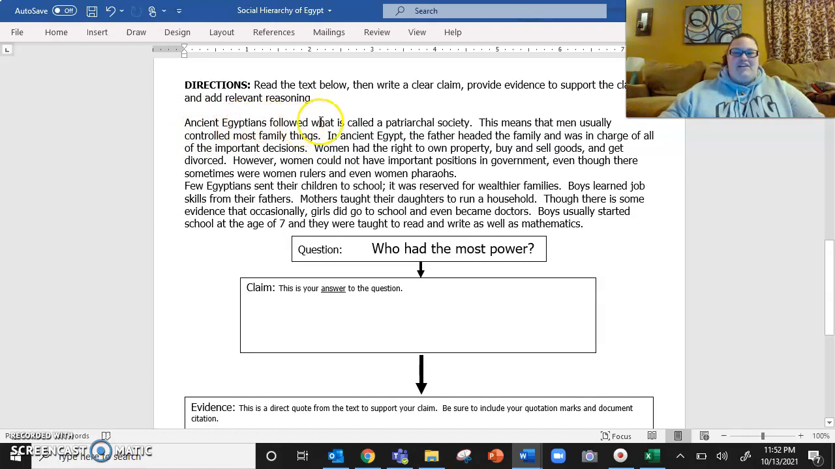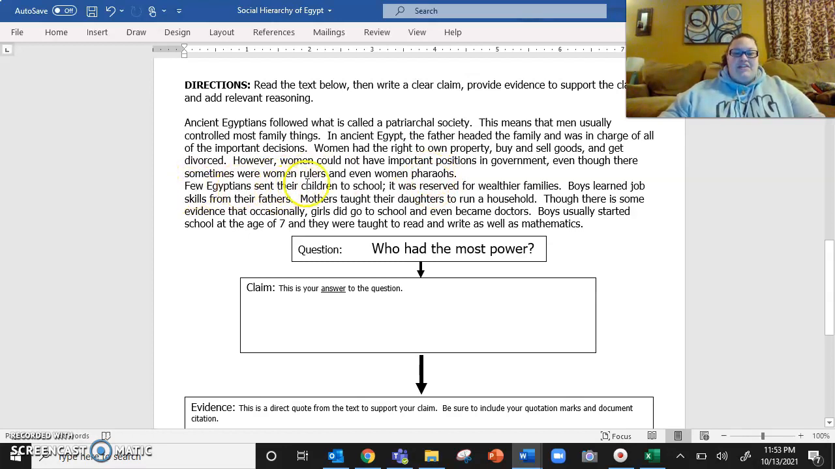Ancient Egyptians followed what is called a patriarchal society. This means that men usually controlled most family things. In ancient Egypt, the father headed the family and was in charge of all of the important decisions. Women had the right to own property, buy and sell goods, and get divorced. However, women could not have important positions in government, even though there sometimes were women rulers and even women pharaohs. It happened. It was not common, but it happened.